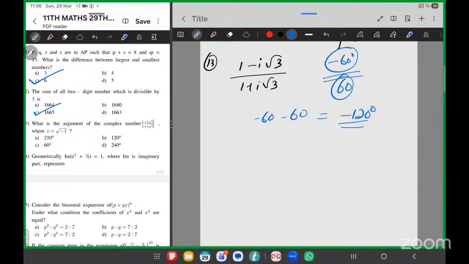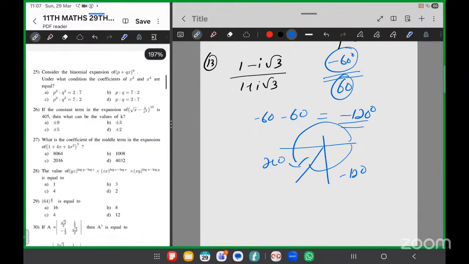-120 basically क्या है? They are not asking for you the principal argument. -120 is actually logically equivalent to plus 240. So answer क्या आएगा? D option आएगा. Option D. If they ask you principal argument, you have to write -120. So 240 is the correct answer.